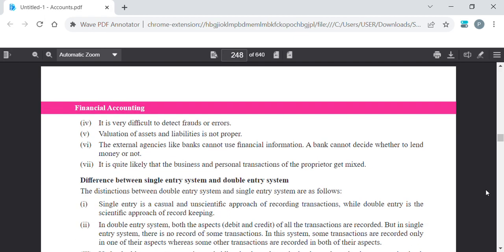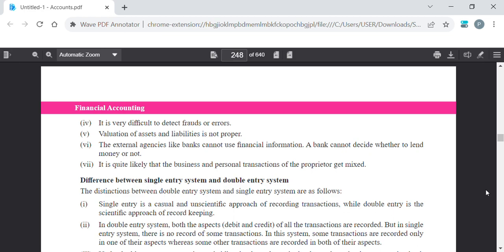Now we have the next 3 points. It is very difficult to detect frauds or errors. Valuation of assets and liabilities is not proper. External agencies like banks cannot use financial information. Bank cannot decide whether to lend money or not. It is quite likely that the business and personal transactions of the proprietor get mixed.